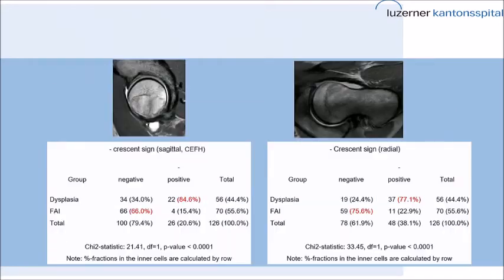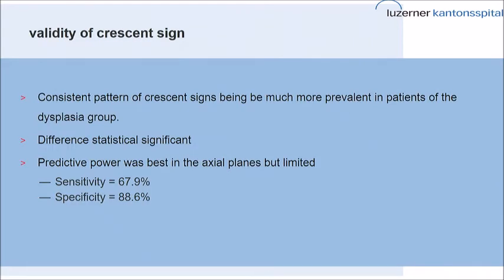This is the same also for the crescent sign on the sagittal and on the radial cuts. So every time it is statistically different, with the dysplastics having many more positive crescent signs, and it is quite frequently absent in FAI patients. Statistically, we found a consistent pattern of the crescent sign being much more prevalent in patients of the dysplasia group.